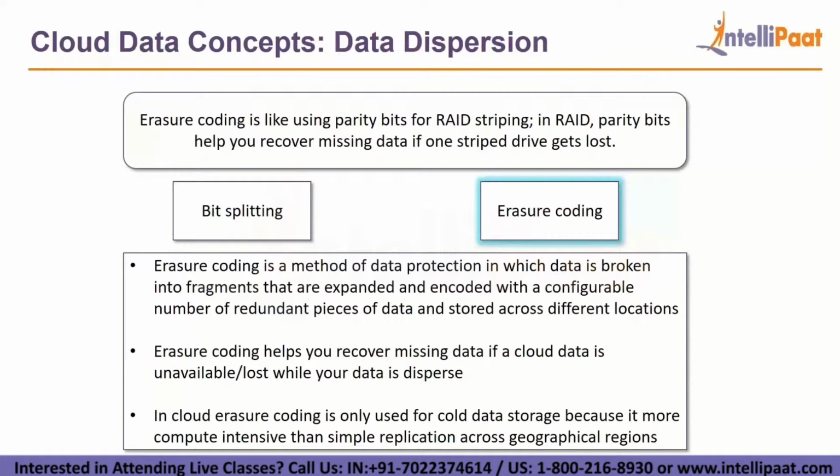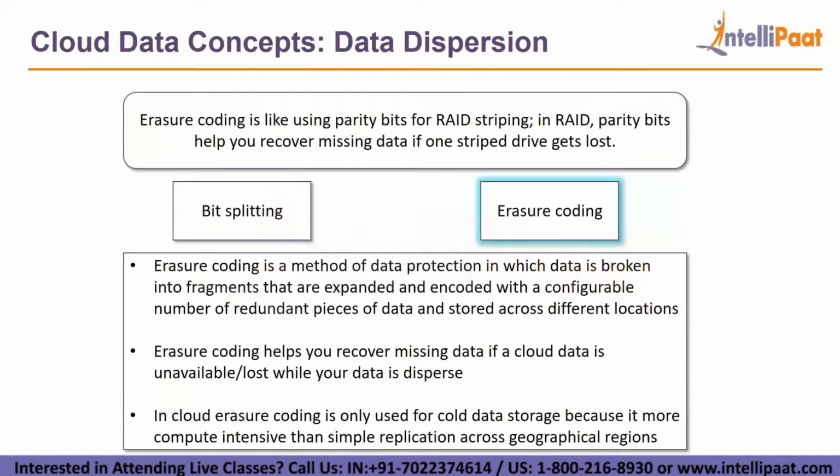But the basic method in erasure coding of data protection is that data is broken into fragments and then expanded and encoded with a configurable number of redundant pieces and stored across different locations. So that's essentially how it works, very similar to how RAID and parity striping works. Erasure coding helps you recover missing data in the cloud if the place where the data was stored becomes unavailable or the data gets lost while you disperse your data. In cloud, erasure coding is only used for cold data storage. Cold data is, as far as you are aware, the archival storage systems, so storage systems that have high latency for lower costs. And this is because it gets very compute intensive compared to simple replication across geographical regions.